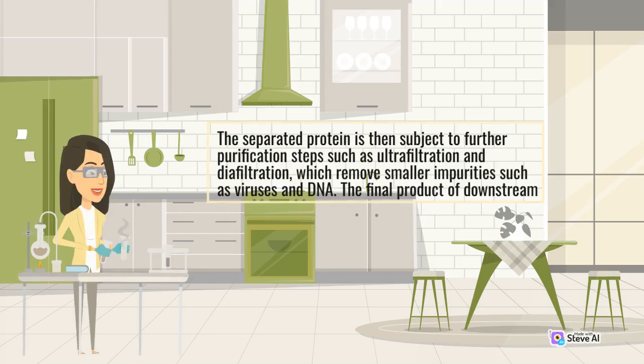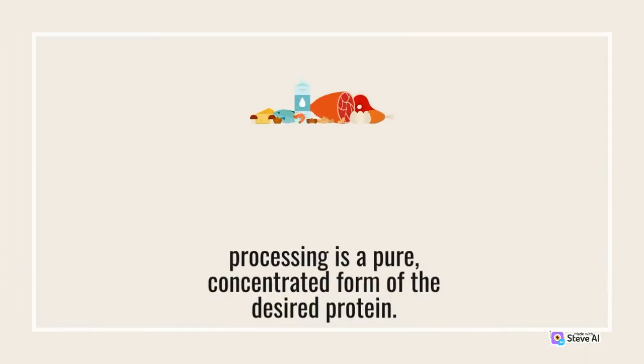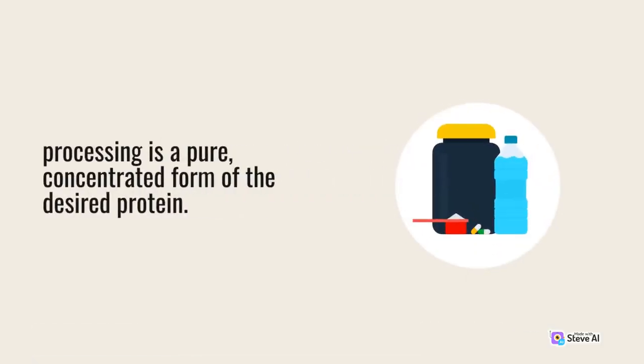Subject to further purification steps such as ultrafiltration and diafiltration, which remove smaller impurities such as viruses and DNA. The final product of downstream processing is a pure, concentrated form of the desired protein.